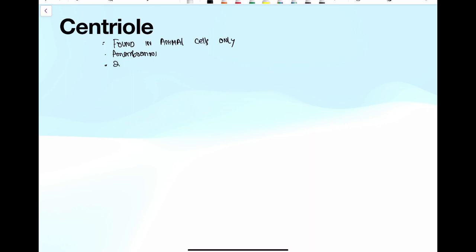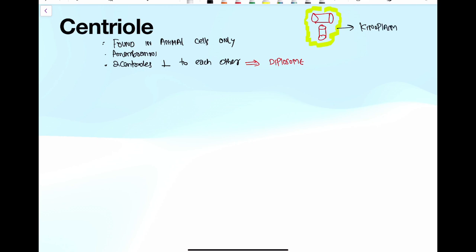And usually there are two centrioles perpendicular to each other, like this. This is one, this is second, and they form the so-called diplosome. This diplosome is surrounded by a special area of cytoplasm, which is called centroplasm, and the whole structure is called the centrosome. So diplosome plus centroplasm forms the so-called centrosome.